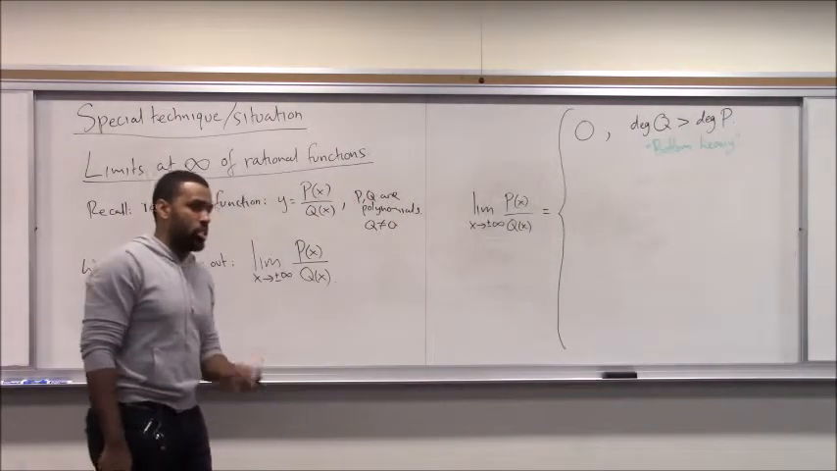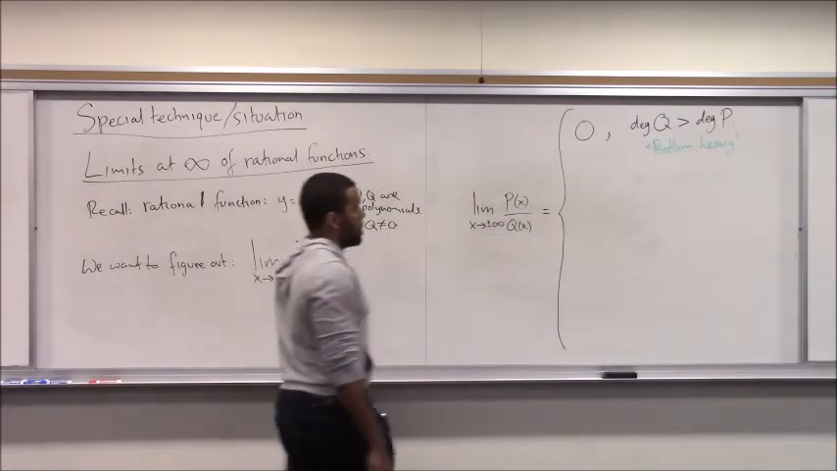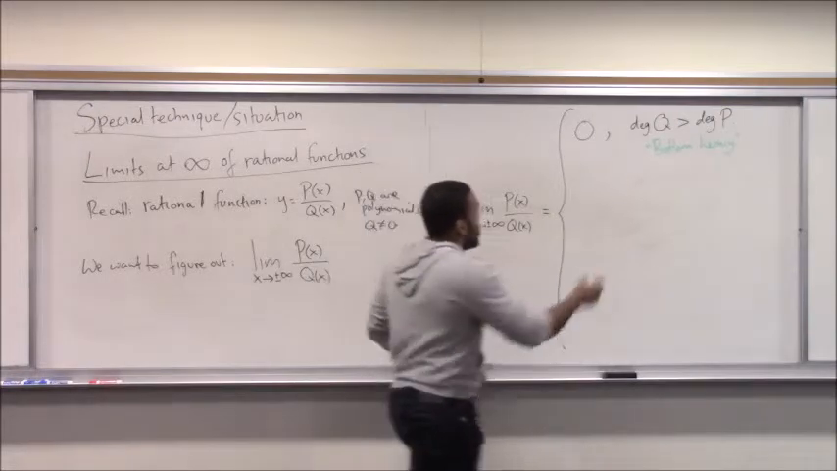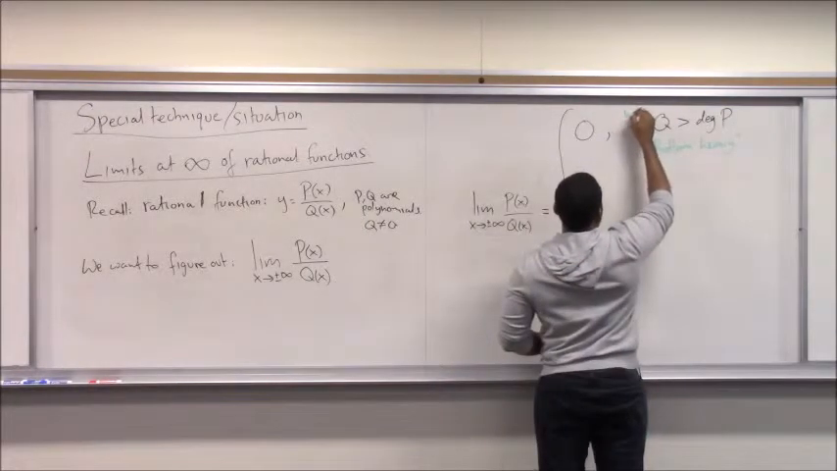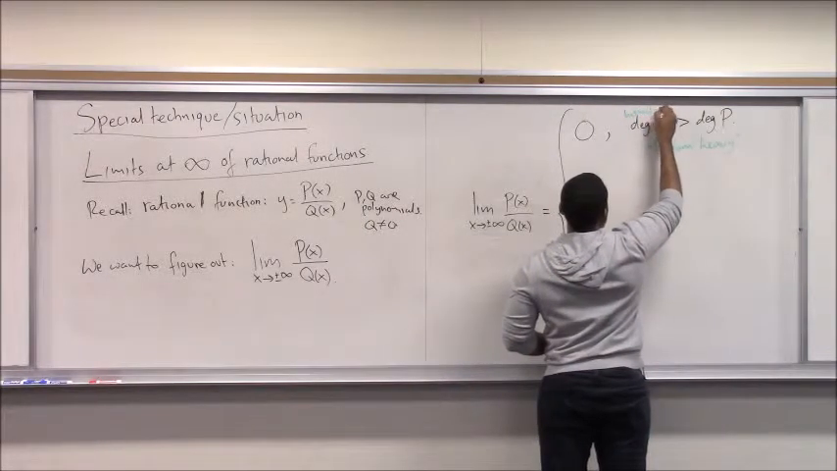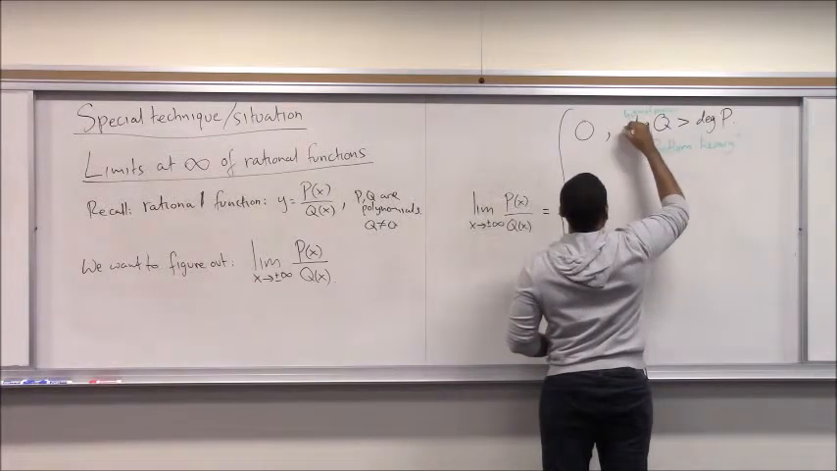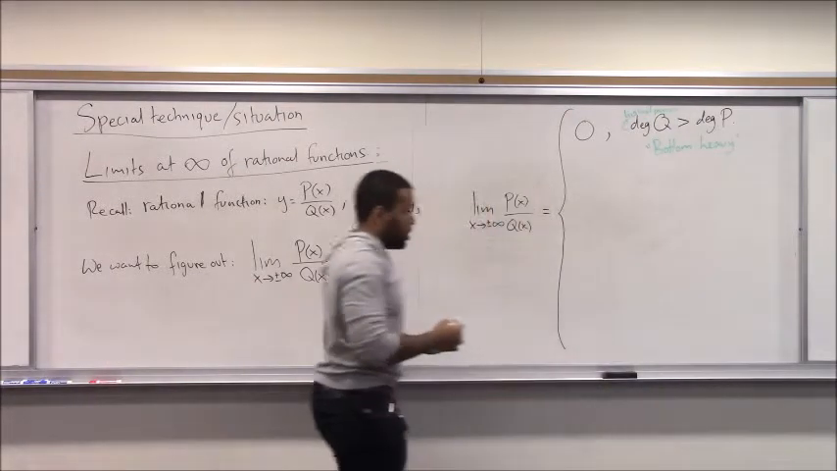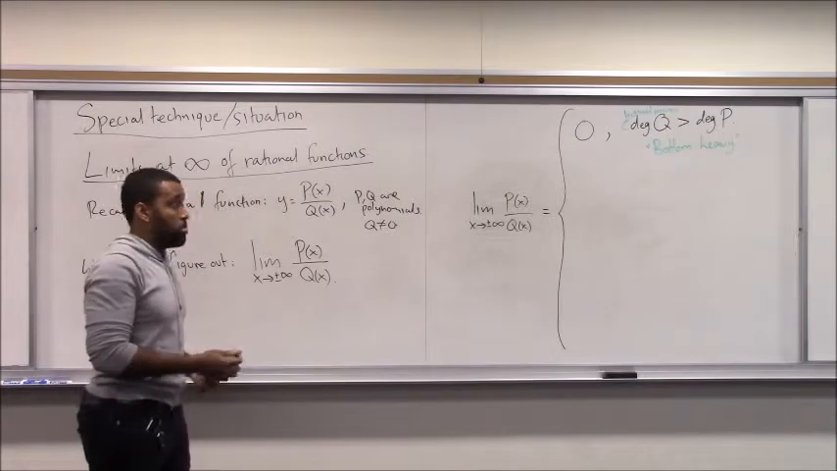Just make sure you're in the right situation to write it. Right? So remember what the degree means. It's the highest power. So you look at the highest powers. If the highest power is in the bottom, the answer is going to be 0.